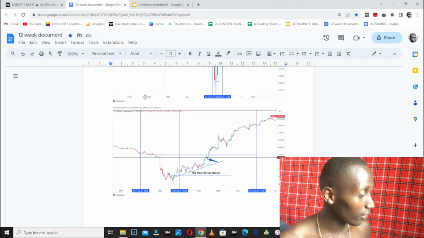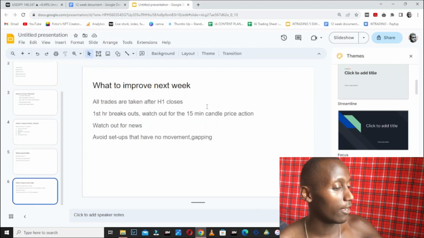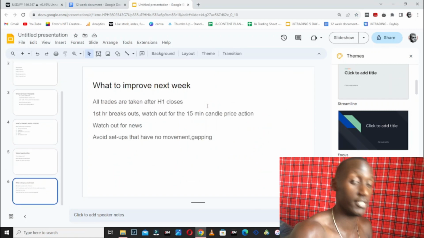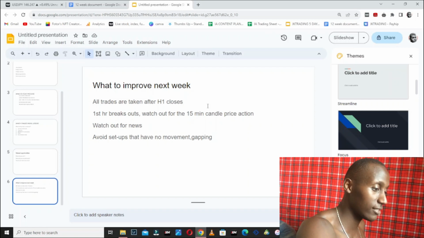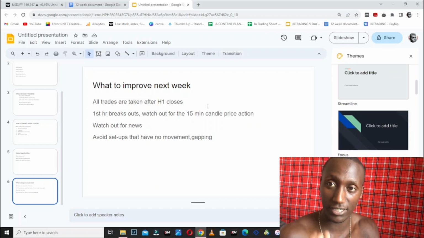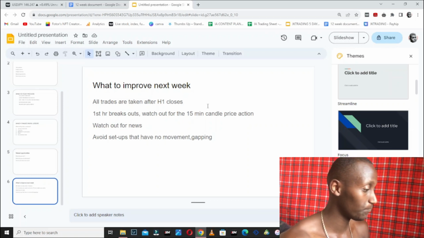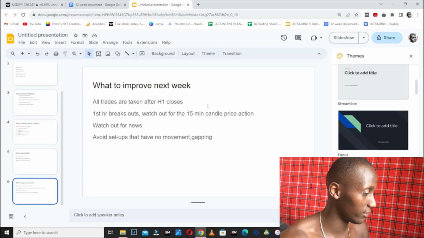Anyway, this is just me summarizing how I review my process. It usually takes some time to do all these things. I am just giving you an overview so that you can do it to your own trades that you took this week. So what do we improve next week? Of course, all trades are taken after the first hour closes. There are no first hour trades.